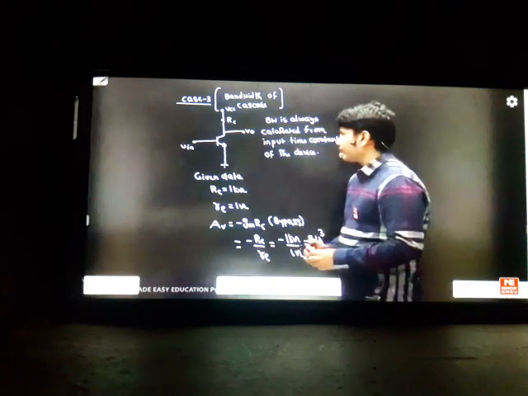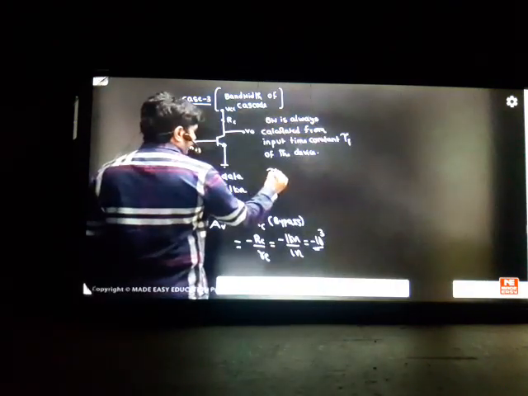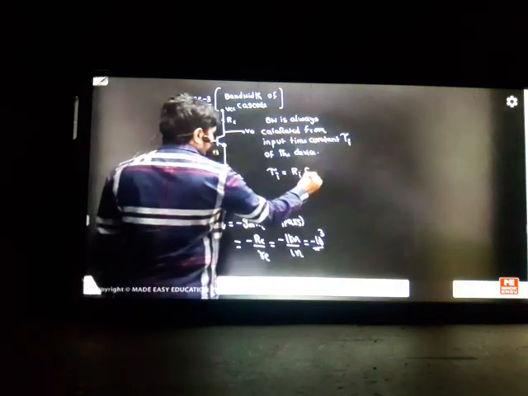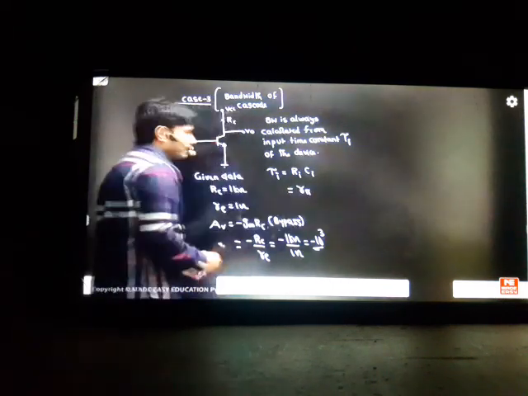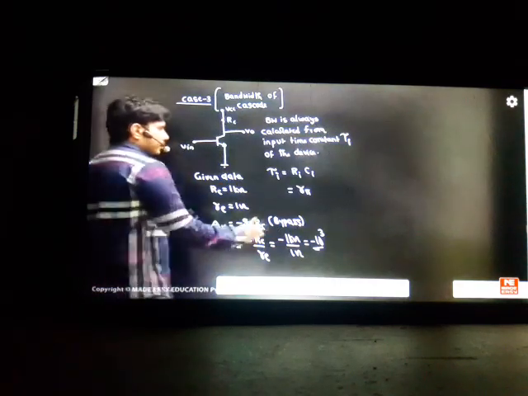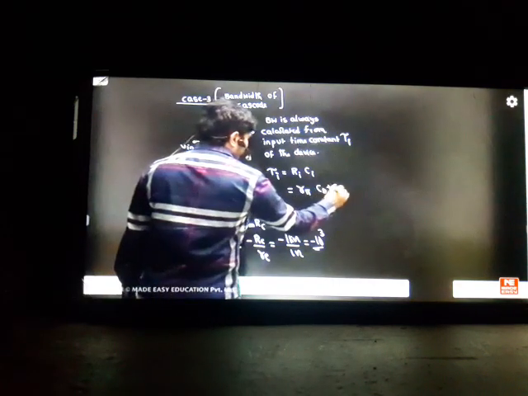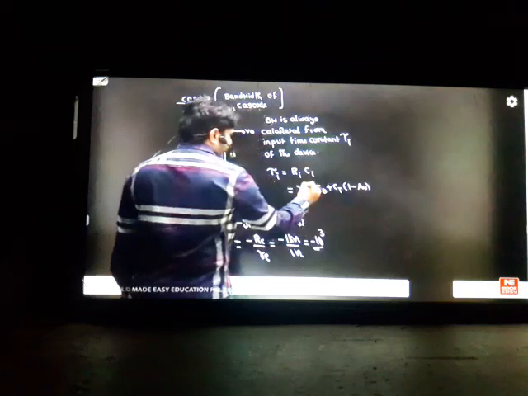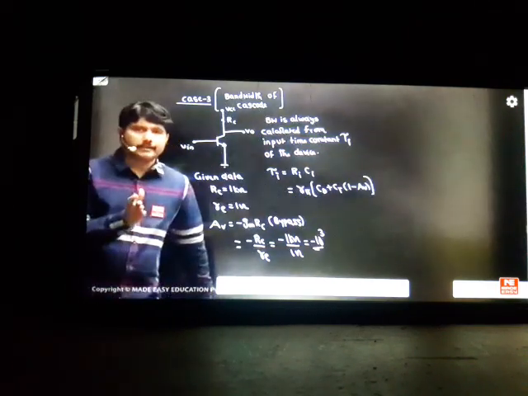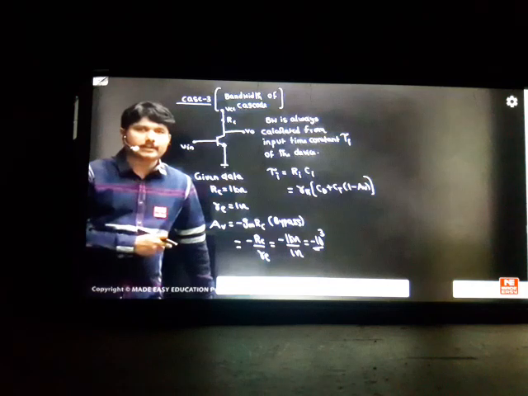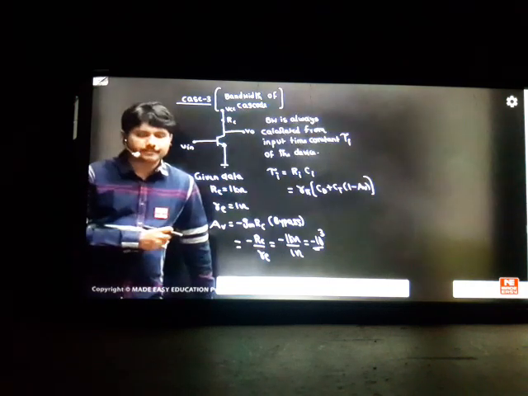In this problem, what is the input time constant? Seeing the board, your input time constant is Ri into Ci. How much input resistance is there at the input and how much capacitance is there? Your Ri is nothing but r pi, the input resistance for the bypass system. And what is Ci? In the previous class we saw it is C pi plus C mu into (1 minus Av). This is the way you get Miller's capacitance, the Miller effect. Not only C pi will be there, the transition capacitance will also fall at the input side. I don't want to repeat that again. Miller's theorem we applied.